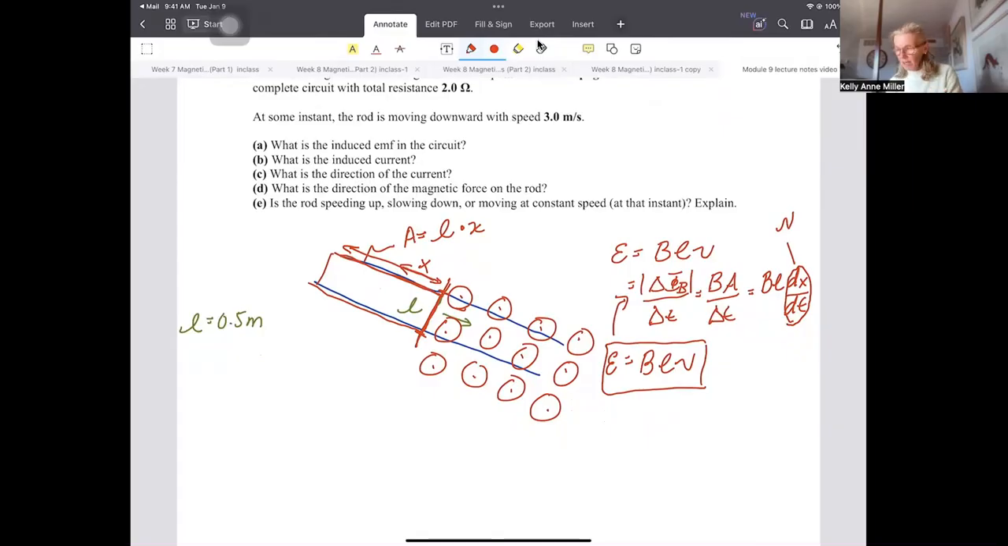So, what is the induced EMF? Well, you can just multiply those three numbers together. This is part A, and you can do that yourself. You get 0.6 volts.